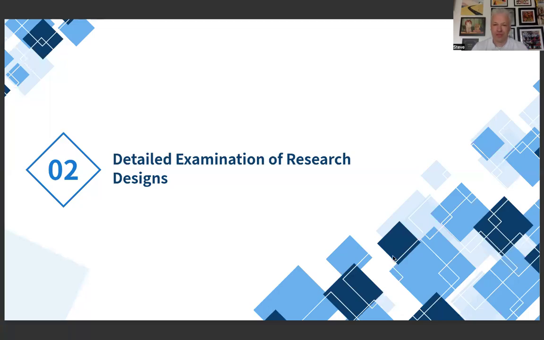Hello, welcome to Research Designs. Now, there's three types of designs we're going to look at: independent groups, repeated measures, and matched pairs.